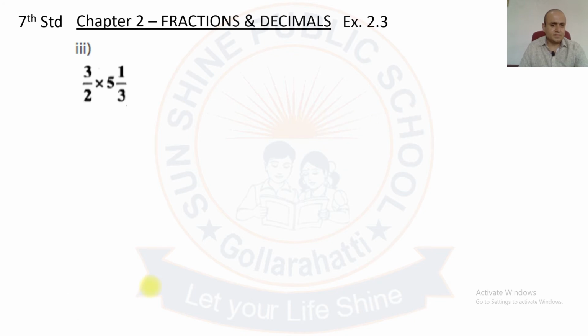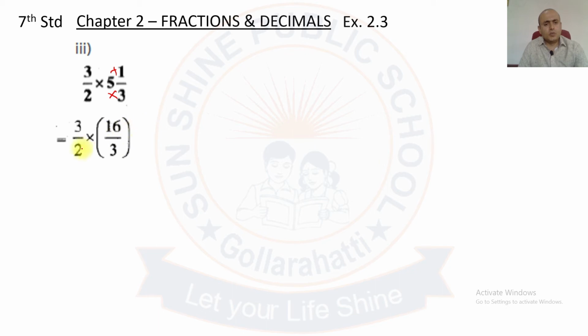Next question. 3 by 2 into 5 1 by 3. So we want to multiply these two fractions. First of all, we have to convert this mixed fraction into an improper fraction. Let us convert by multiplying 5 into 3. 5 3s are 15 plus 1, that is 16 by 3. So 3 by 2 into 16 by 3.